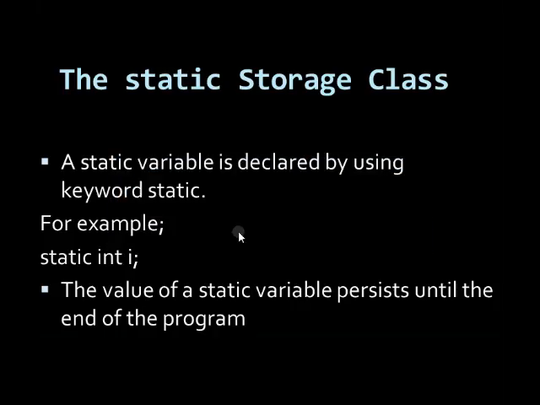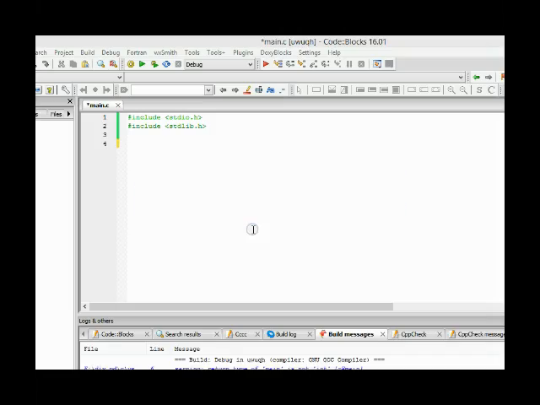This is a brief note on the static storage class. A static storage class is declared by using the word static, for example static int i. The value of the static variable persists until the end of the program. Let's see an example for the static storage class.